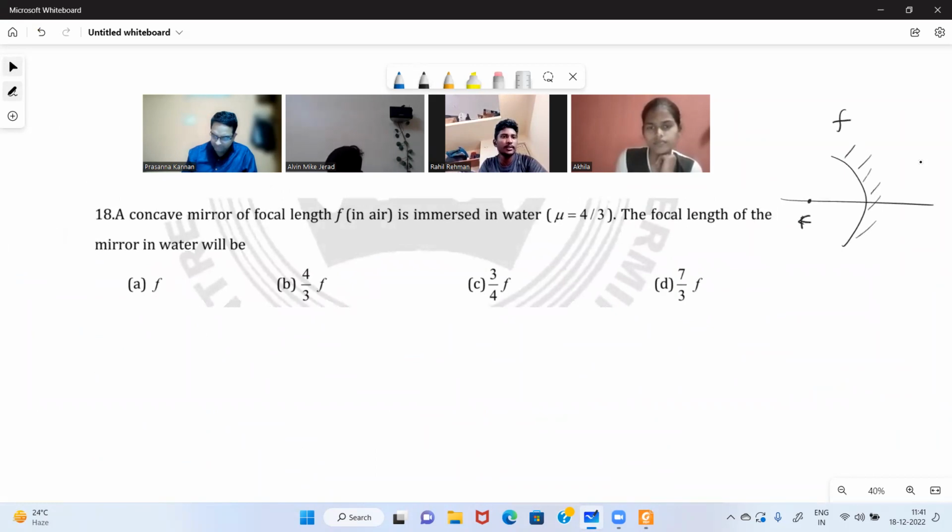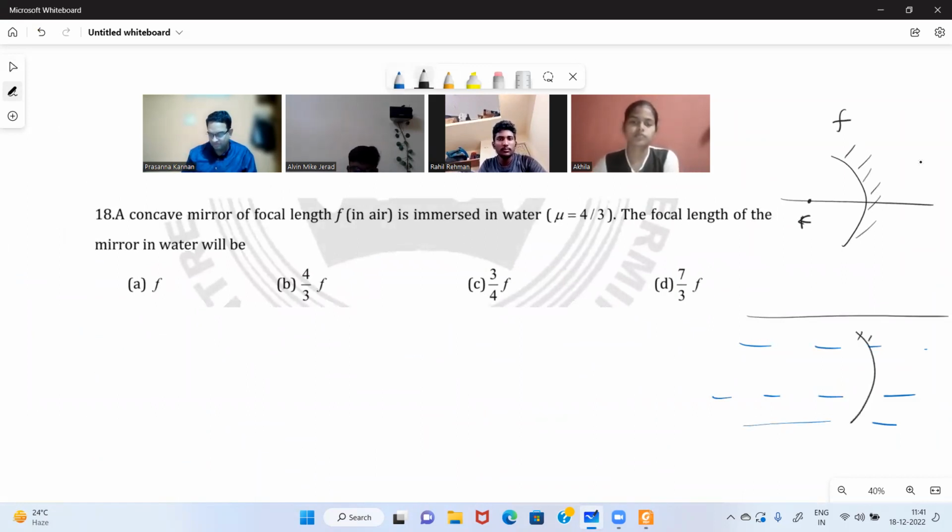F. Suppose if you immerse the whole thing in water, whose refractive index is 4 by 3, then will there be any change in the focus? So the answer is no change will be there. So the answer is F only. If in air the focal length is F, then in water also it will be F. That is the case only for a mirror.